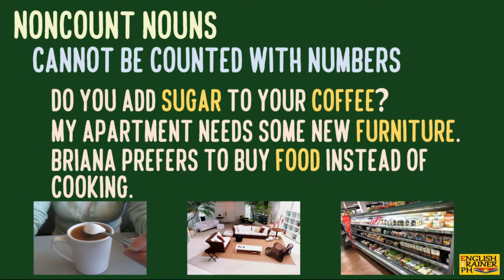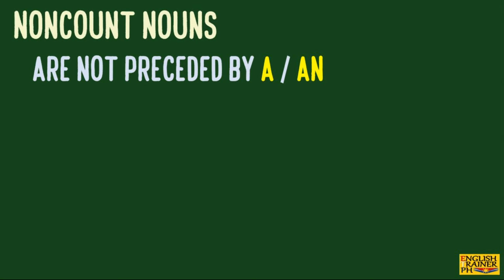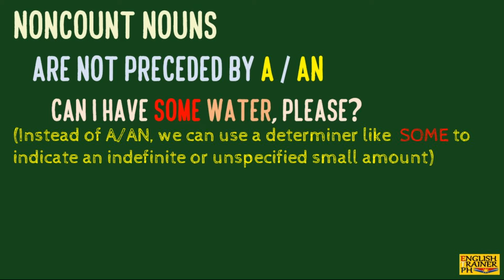Brianna prefers to buy food instead of cooking. Food is an uncountable noun, so we cannot put a number before food because they cannot be counted. Non-count nouns are not preceded by a or an because we cannot say that there is only one of these things. In the first example, can I have some water, please? Instead of using a or an, we can use another determiner like some to say an amount, but an indefinite or unspecified amount.